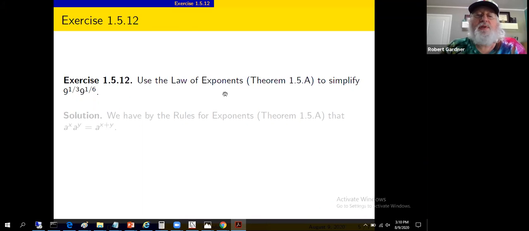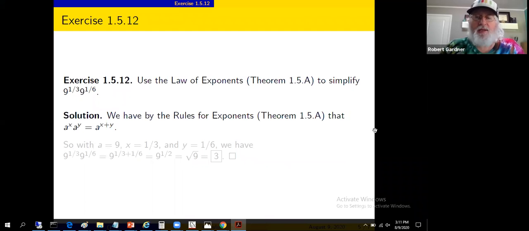Okay, use the law of exponents to simplify 9 to the 1/3 times 9 to the 1/6. Okay, not a hard problem. Let's use rules of exponents, part 1, that said a to the x times a to the y is a to the x plus y.